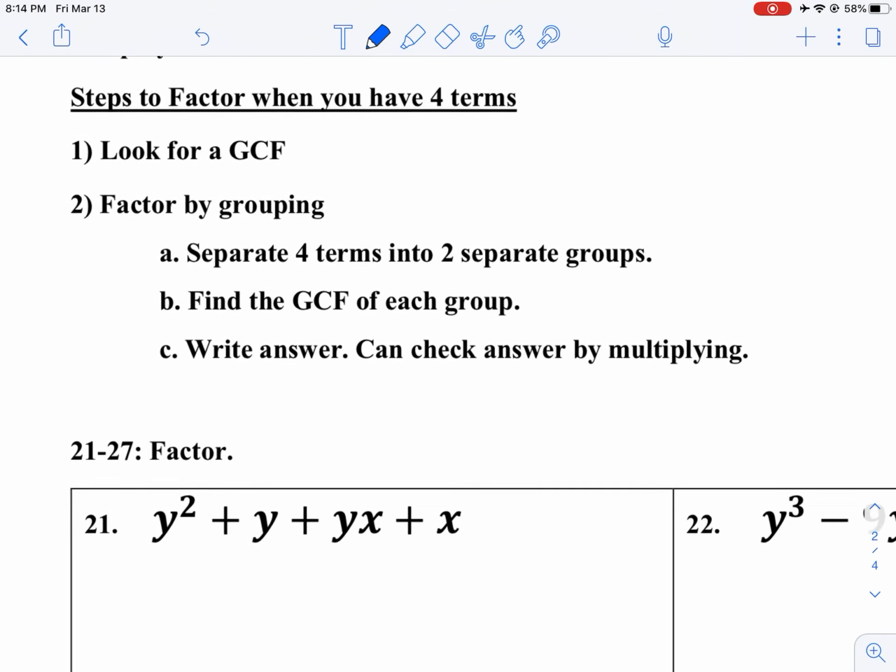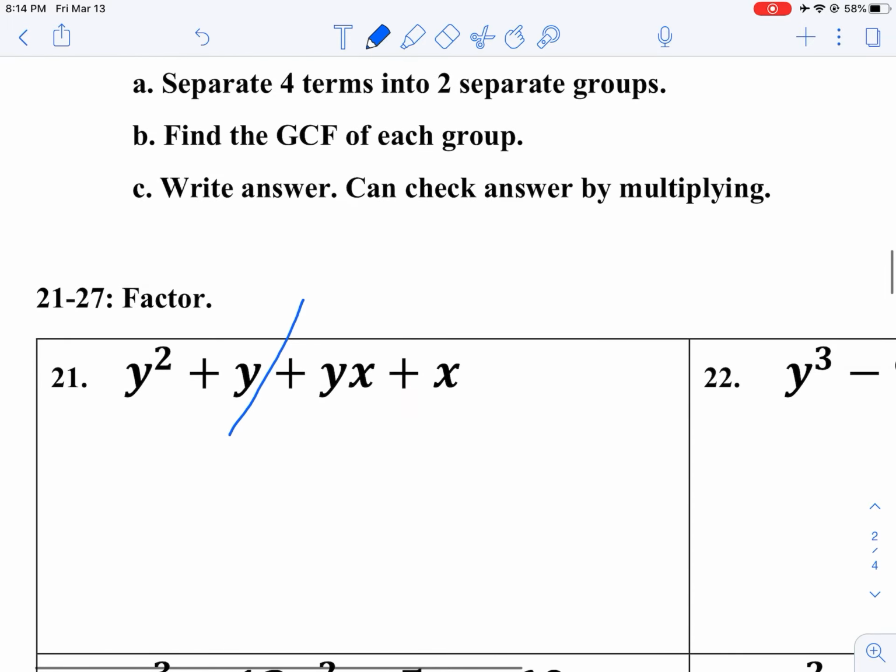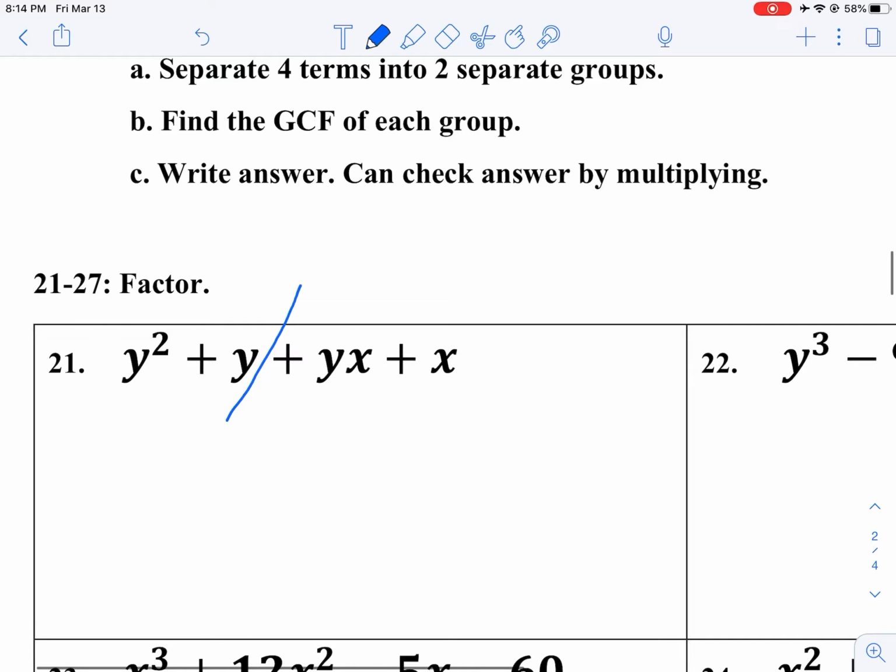Okay, and if you look at this, it says separate 4 terms into 2 separate groups. I just separated it into 2 different groups. I have the first 2 terms and the last 2 terms. So I look at the first 2 terms and it says to find the GCF of each group. So I look at this. I have y squared and I have y. So what do they have in common?